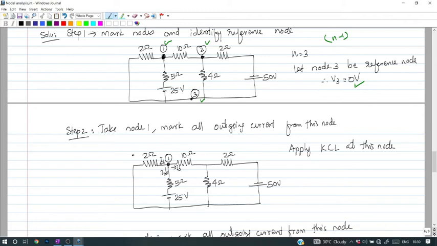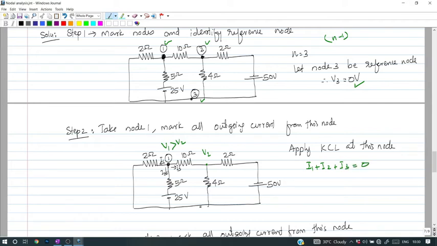Why? Because the node under consideration is assumed to have a higher potential compared to node 2. So this is node 2. Its potential is V2. So V1 is assumed to be greater than V2. Due to this assumption, all currents are assumed to be leaving from this node. So when we apply KCL at this node, the expression is I1 plus I2 plus I3 is equal to 0. Very simple.